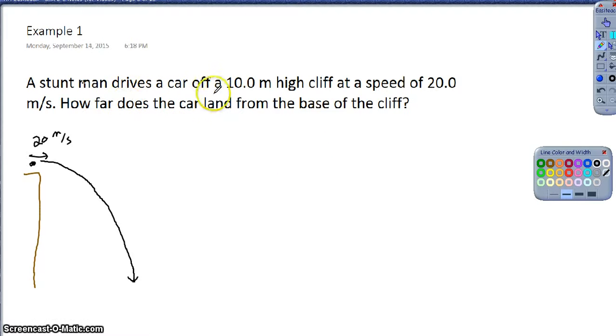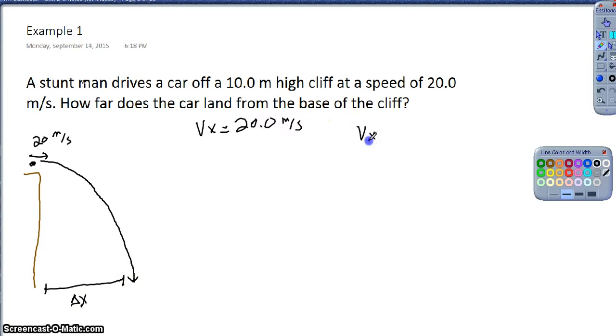So the first one here, stuntman drives a car off a 10-meter high cliff at a speed of 20 meters per second. Well, when he's initially going off the cliff, I know that he's moving at a horizontal velocity of 20 meters per second. It does not give me any type of incline or angle there, so I'm going to assume that's perfectly horizontal as he leaves the cliff. And then I'm looking for how far does he go, so what's the delta x, right? What's the horizontal displacement that he lands away from the cliff?